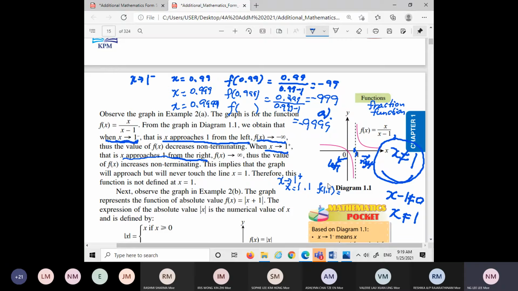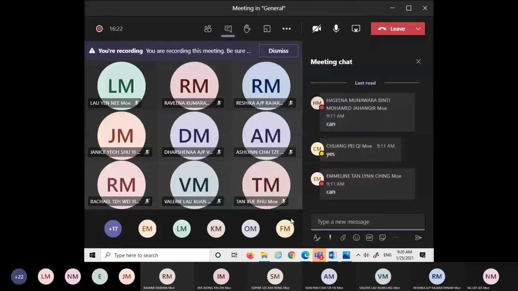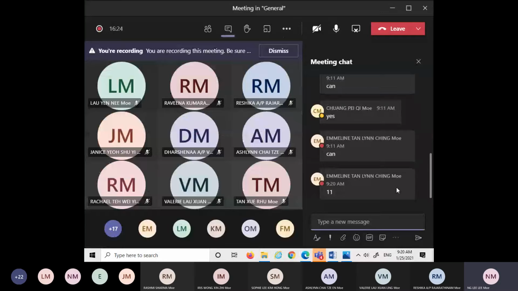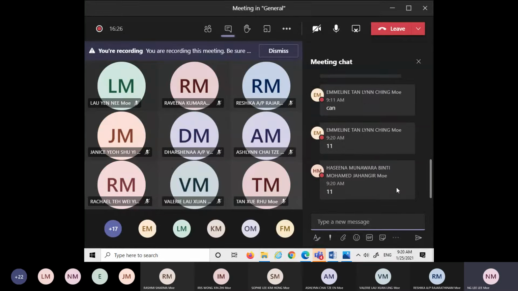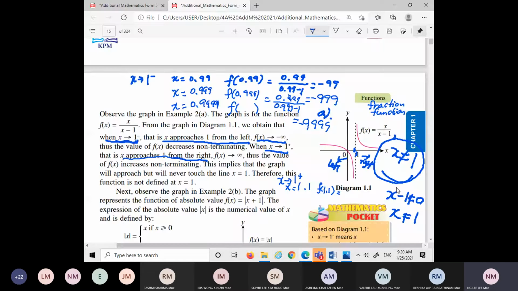You can type at the chat. Okay, someone tell me 11. Emmeline and Hasina, okay, they tell me it's 11. Very good. Okay, the answer is 11.